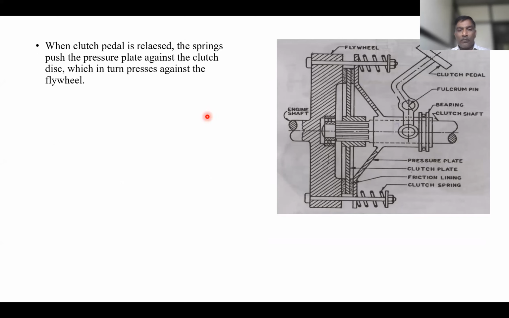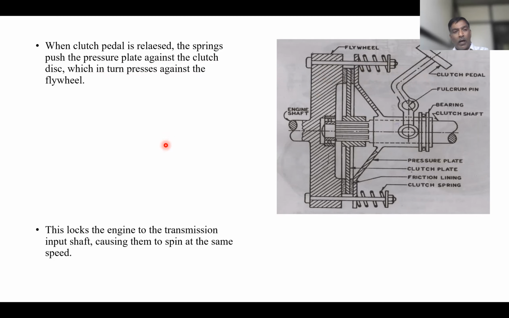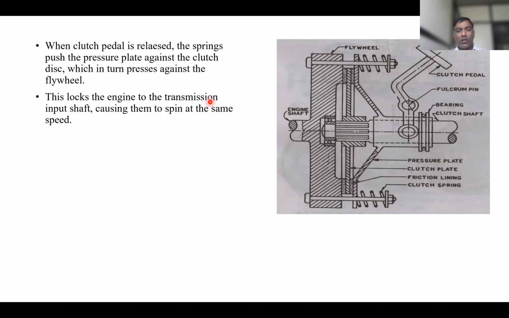Okay. Now in continuation, when the clutch pedal is released, the springs push the pressure plate against the clutch disc, which in turn presses against the flywheel. If the clutch pedal is released, these springs will expand to their position. Expansion will happen. They will apply pressure on the pressure plate, and that pressure plate will move the clutch plate in contact with the flywheel, and again this locks the engine to the transmission input shaft, causing them to spin at the same speed.